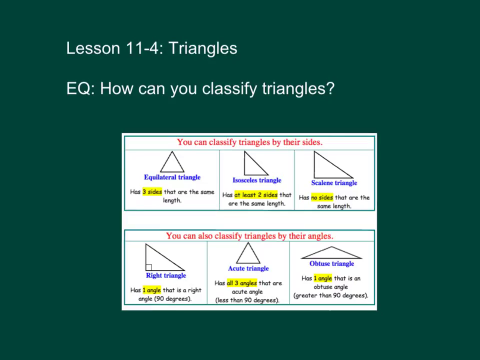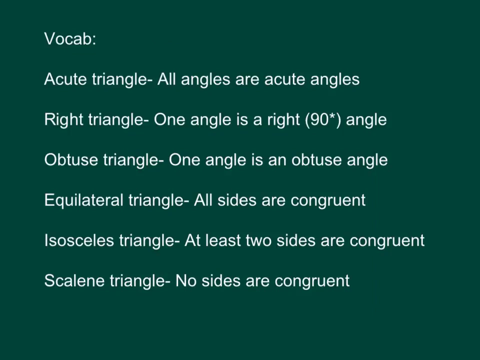This is lesson 11-4, triangles. Our essential question: how can you classify triangles? We are going to be classifying them by their sides and their angles. If you want to take a quick look at this picture, it will be very helpful to you. We do have some vocab.